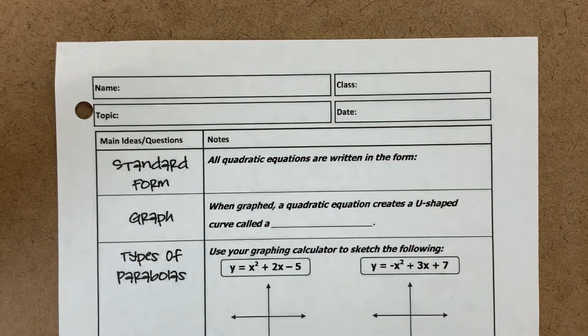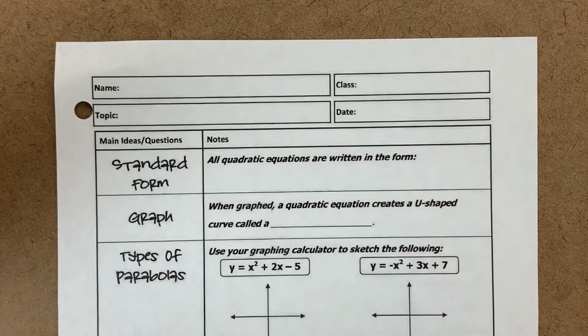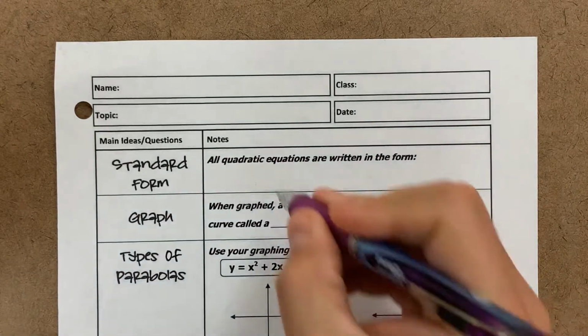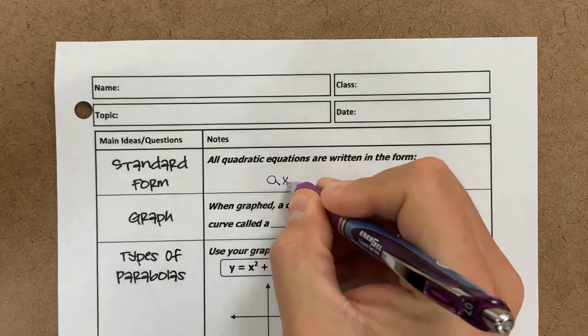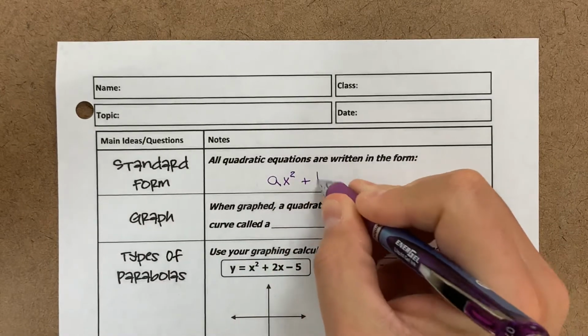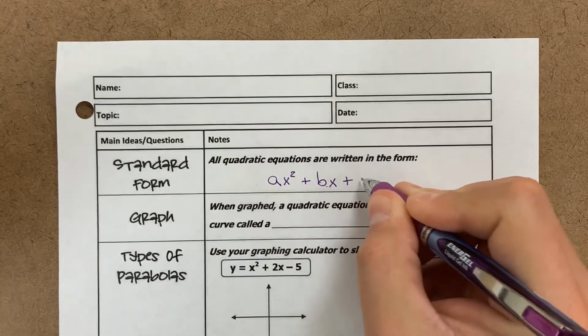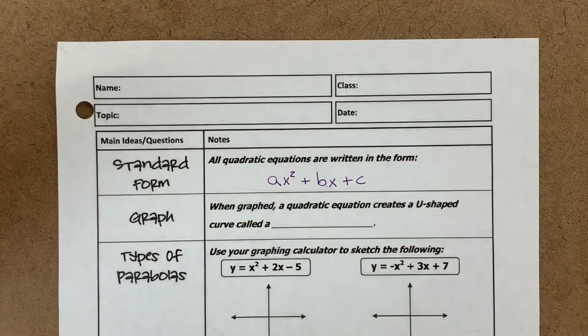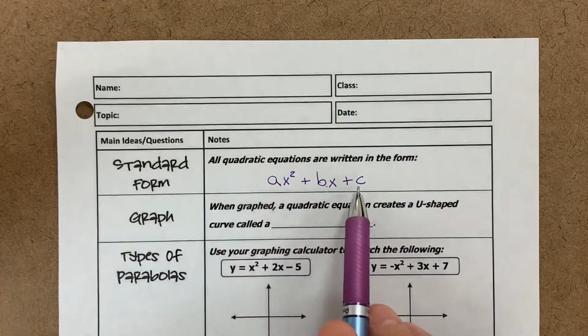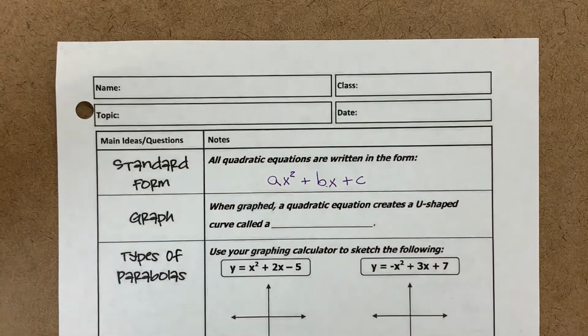All right, we are graphing quadratics today. So we have a standard form for all quadratics, which is written as ax squared plus bx plus c. And these coefficients, a, b, and c, are going to be very useful to us in a little bit.